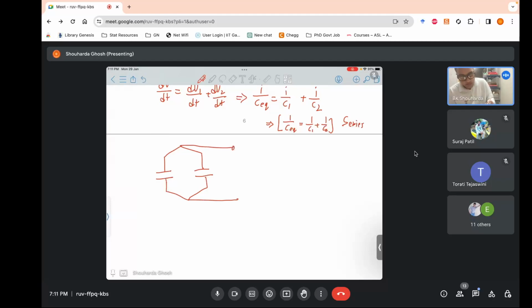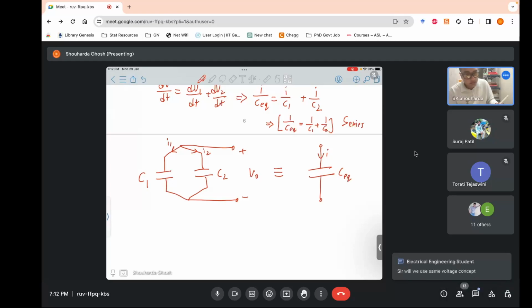There's an equivalent voltage V0. There's a current I1. There's a current I2. There's a capacitance C1. There's a capacitance C2. This is equivalent to current I, equivalent capacitance C, same voltage concept here. Yeah, so we will use the same voltage concept. Correct, absolutely correct.